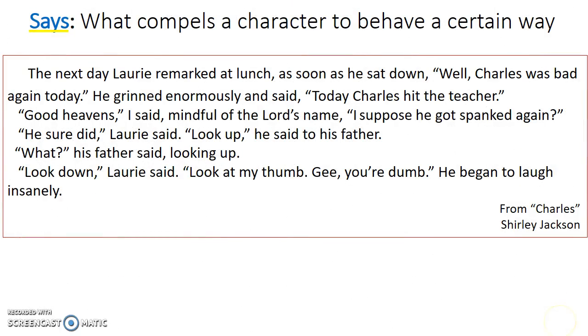Let's look at some examples. What a character says. What compels a character to behave a certain way?